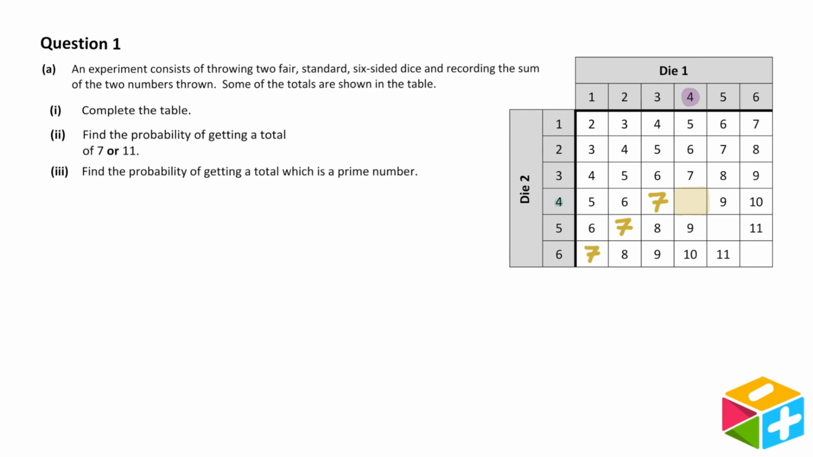Here, we had 4 and 4, so we'll have 4 plus 4, which is 8. In this box, we had 5 and 5, so we'll have 5 plus 5 is 10. Finally, over here, we rolled a 6 and a 6, so we'll write in 6 plus 6, which is 12.